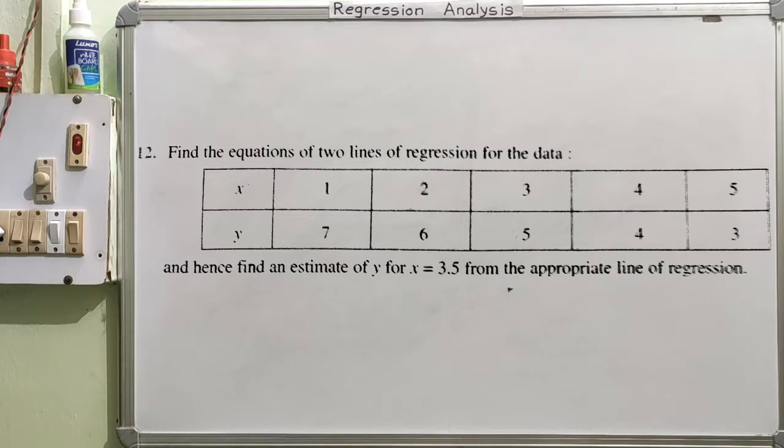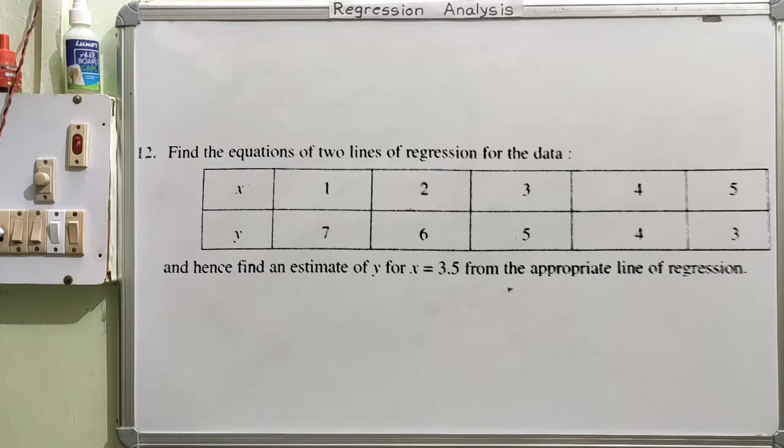Clear? Now here also we have the two rows, the values of x and the values of y. In question number 1, you were asked to calculate only the line of best fit. That means you calculated only one line of regression, that was y on x. Now this time the question says very clearly to find the equation of two lines of regression. That means we have to find both the line of regression of y on x and x on y. So here we have double the work. Only the amount of work will be double, the rest of the things are very simple.